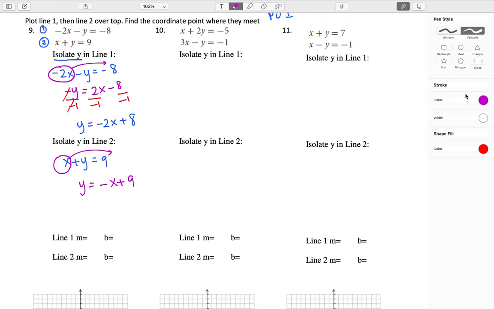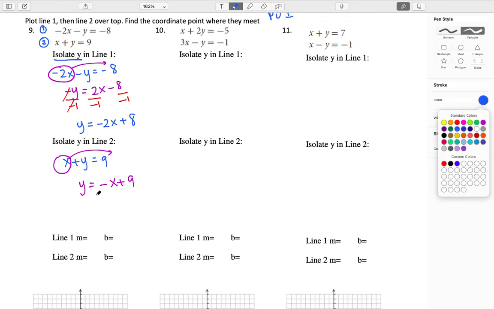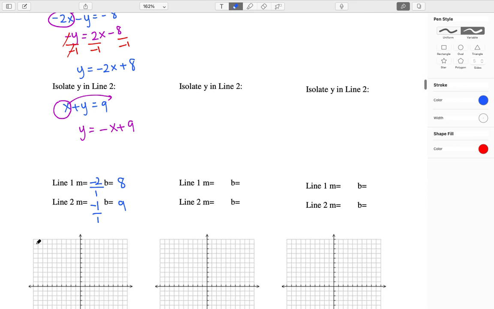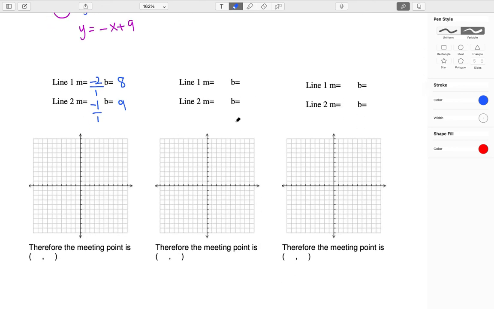So just by looking at it, I know that for equation 1, my slope is negative 2, or you could write negative 2 over 1. The y-intercept is 8. The second one has slope negative 1 over 1, and the y-intercept is 9. Okay, so now we're ready to graph. So let's start with the first line. My starting point is at 8. So 2, 4, 6, 8.